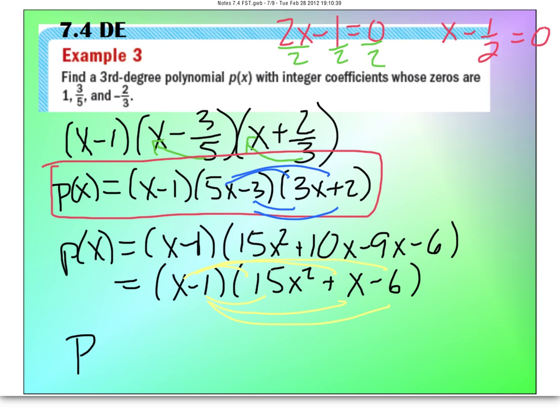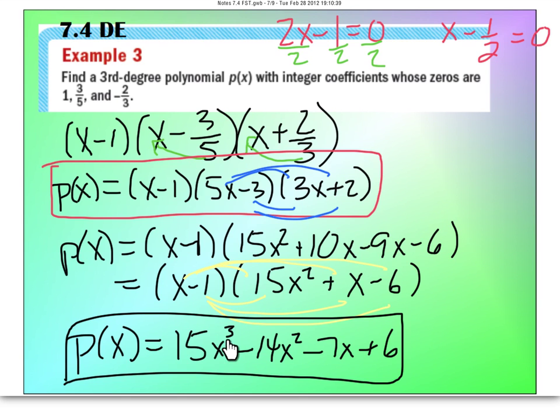When you do it, the final standard format will end up being this equation here. It's a third degree polynomial, 15x cubed minus 14x squared minus 7x plus 6 in standard format, which is the same as its factored format with integers.